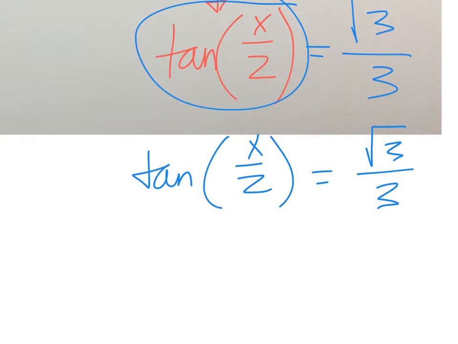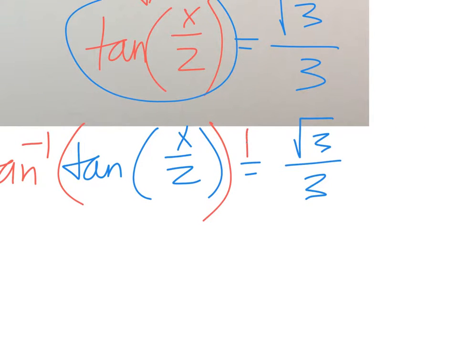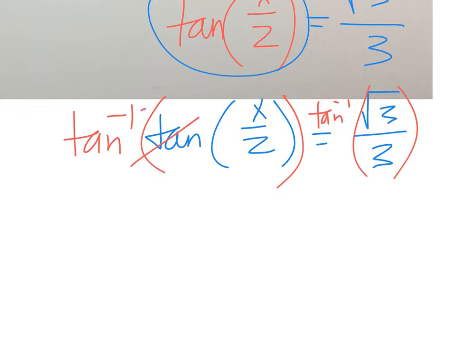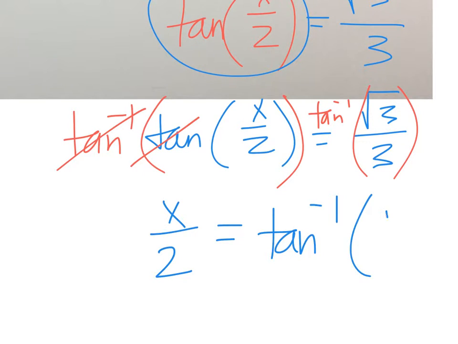So the first thing we do now is to get rid of tan, and we get rid of a trig by inversing trig it, so we're going to inverse tan both sides. Okay, and that of course cancels out your tan. So we have x over 2 is equal to the inverse tangent of root 3 over 3.